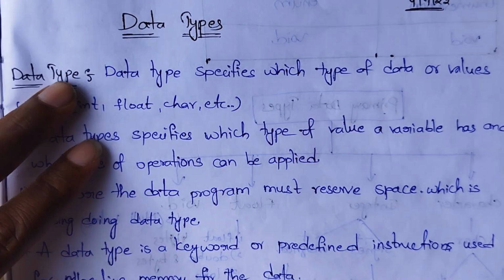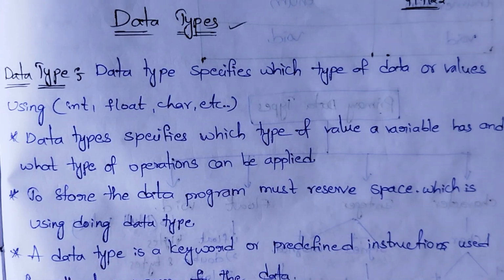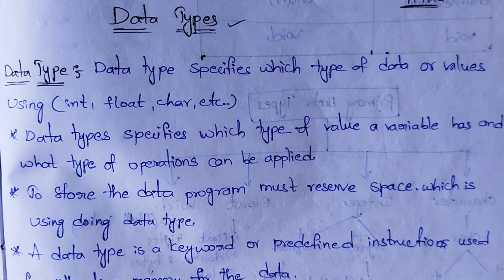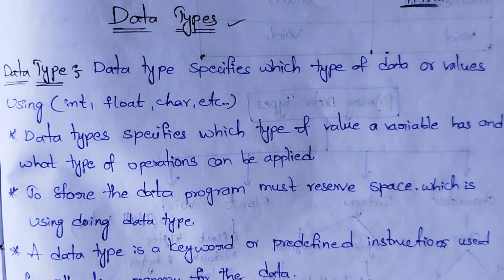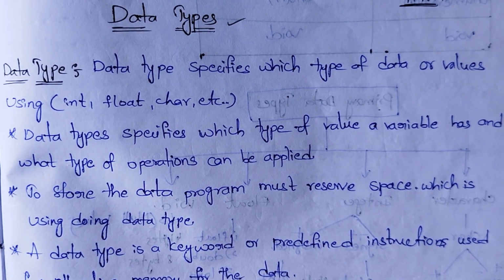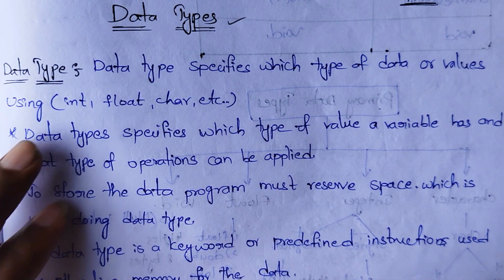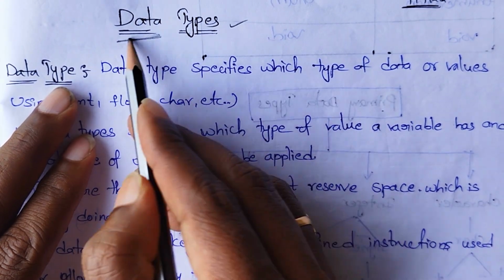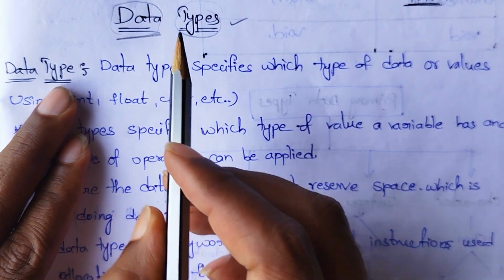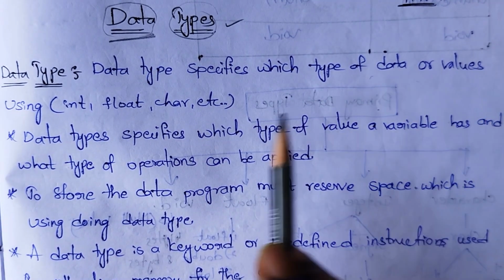In today's class, we will discuss data types. What is the meaning of data types? Generally, data types specify what type of data we are using in programming. What type of values we are using is specified by the data type. A data type specifies which type of data or values we are using.